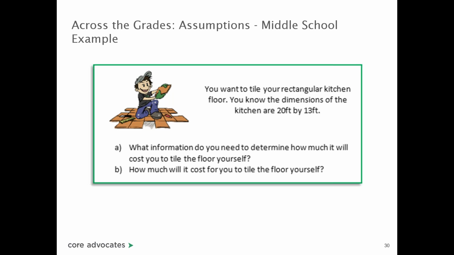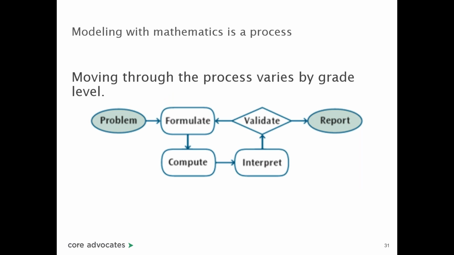As we look at this, though, it's important for us to remember that modeling with mathematics is a process, and that we want students to move through this process fluidly as they get more and more comfortable with modeling with mathematics. This process also varies by grade level. So just taking a quick look, we start with the problem. It's in context. We need to formulate or decontextualize what's happening there so that we can compute and come to a conclusion. We're then going to interpret and validate and report that back out. So in thinking about this, it leads to the idea that problems can be of varying levels of complexity.